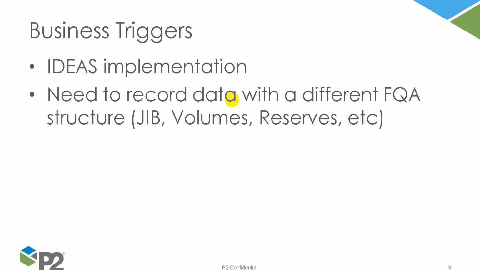So to summarize, we have usually these two scenarios where ledgers are needed to be set up. At first, when we're just implementing the software IDEAS, and then also in the case where we want to track in IDEAS some data that's not exactly accounting data. So if we need to keep data, let's say for volumes, and we want to use a different coding structure than the one we have defined for the GL ledger, we can do that by creating an additional ledger.